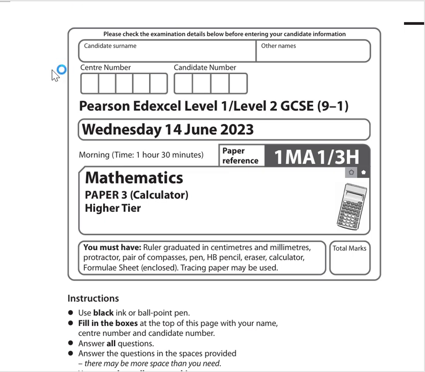This is a walkthrough for the Edexcel higher tier paper 3 from June 2023. The time allocated for the paper is 1 hour and 30 minutes and a calculator is allowed. In order to benefit the most from this walkthrough, I would recommend that you complete the paper in advance, or alternatively, as we go through the paper, pause the recording, have a go at the question and then play again.